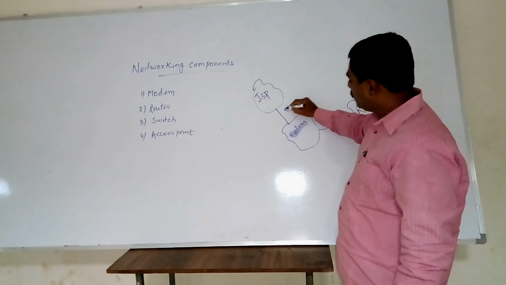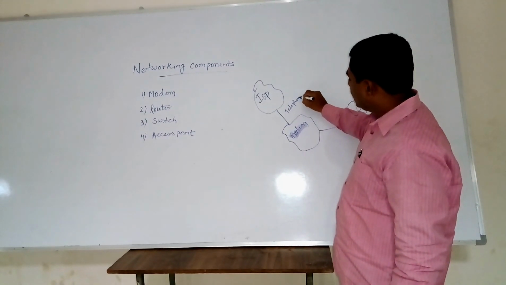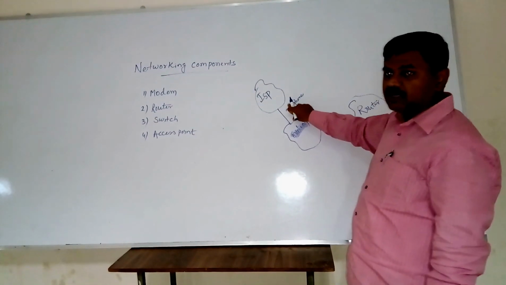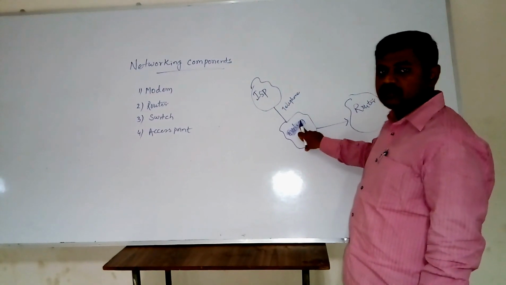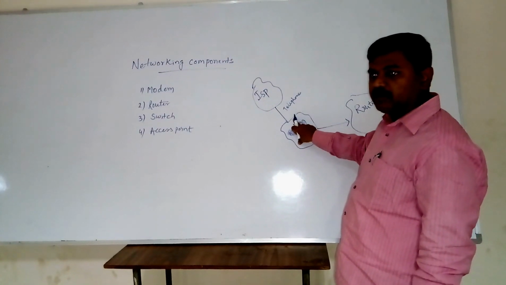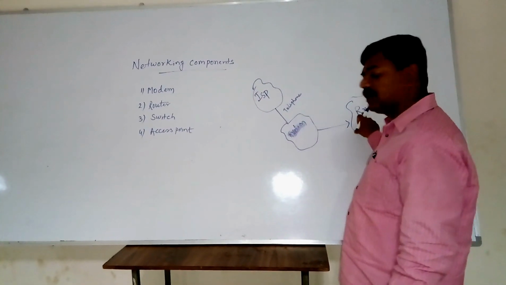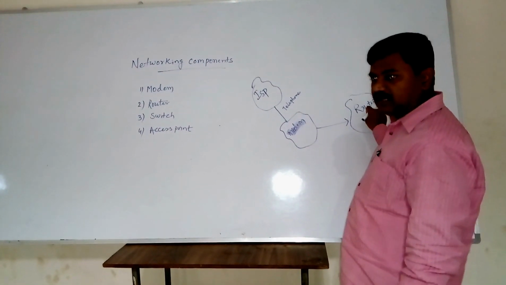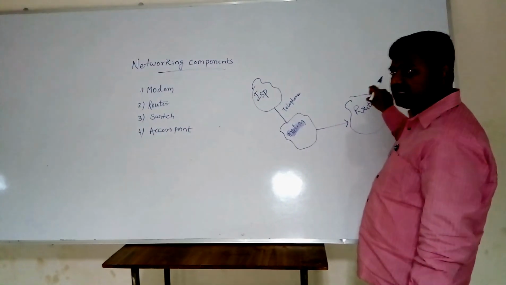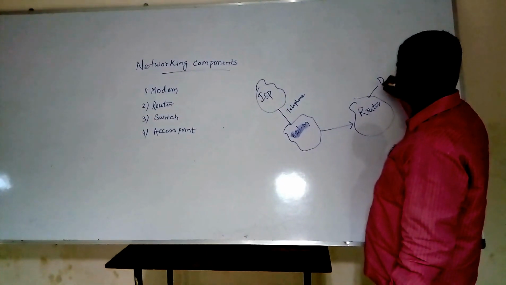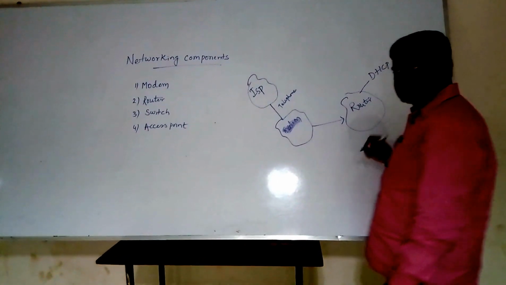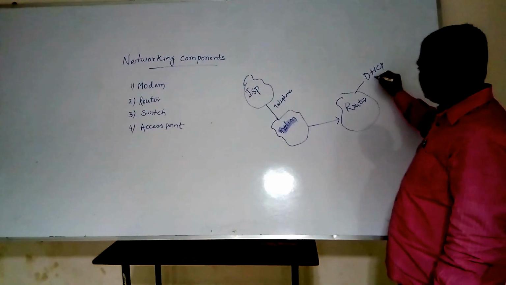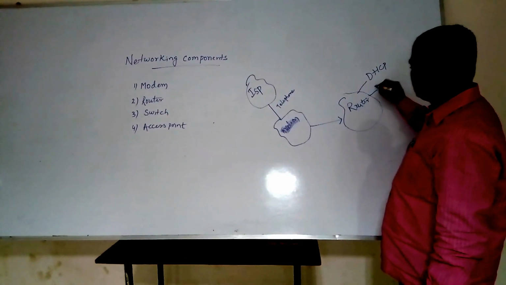So by using a telephone line, I am going to get the internet. That internet I am going to connect to the modem. From that particular modem, I am going to connect it to the router. So what is the duty of the router? The router is going to assign you the IP addresses.